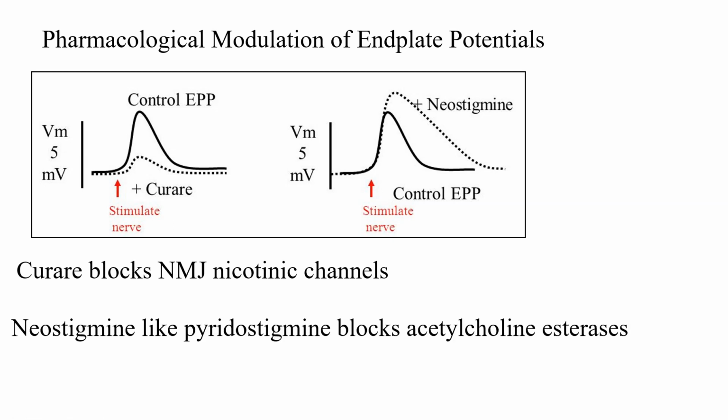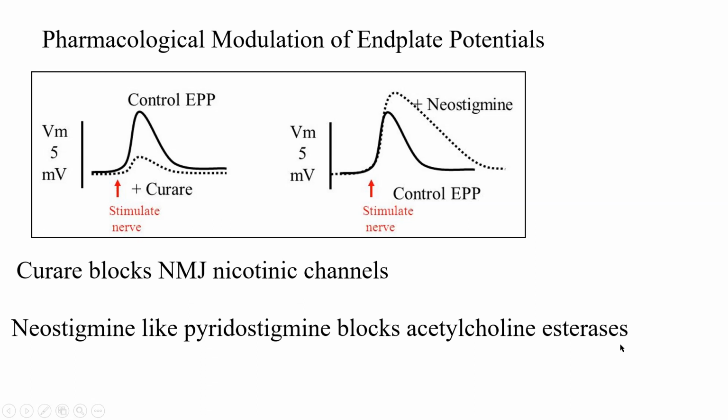Neostigmine, like pyridostigmine, blocks acetylcholinesterase. We discussed that, and the synaptic cleft, when the chemical is coming, right? Either they bind or they are getting destroyed. Acetylcholine is destroyed very fast. If they are not binding, the rest of them will get destroyed by which enzyme?